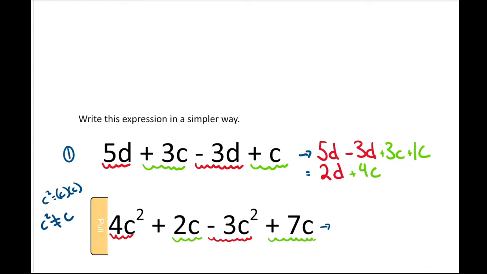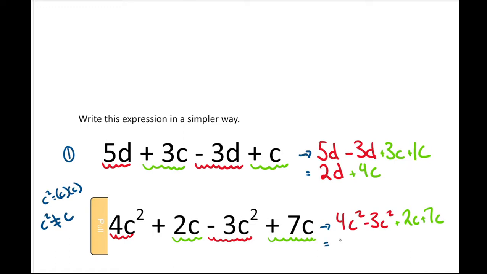So I've underlined, or I've kind of highlighted, or I've indicated which parts are the same of my expression. I'm just going to group those together just to make it easier to do my next step. So 4C squared minus C, or 3C squared. So again, including the sign in front, plus 2C plus 7C.